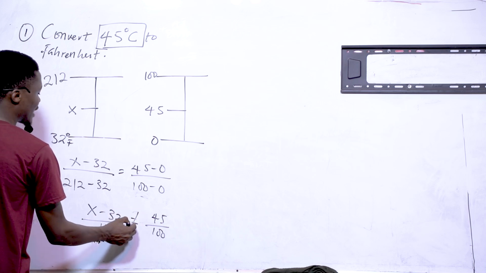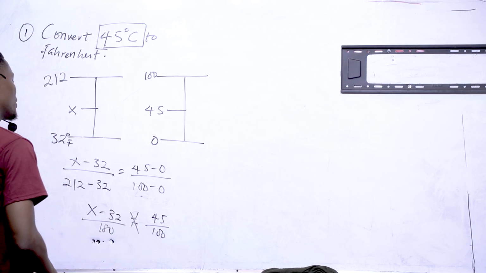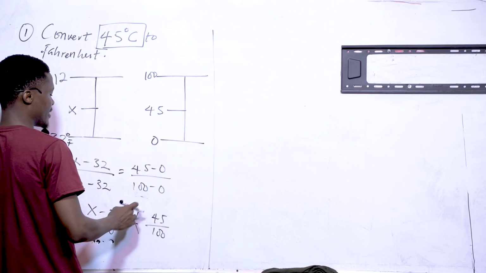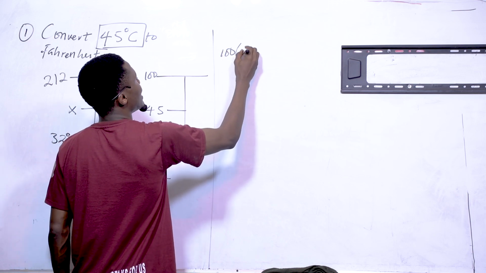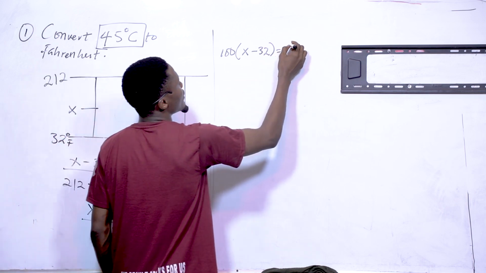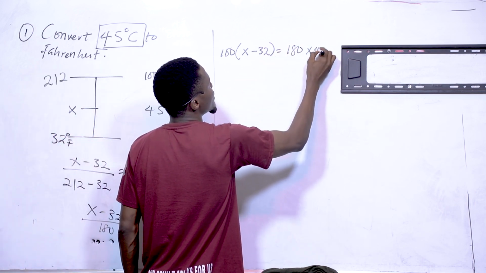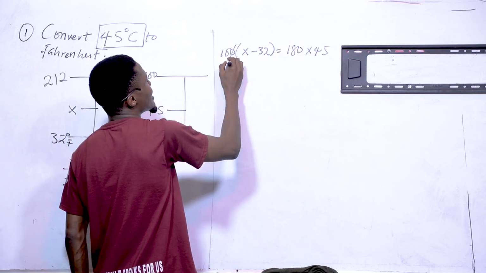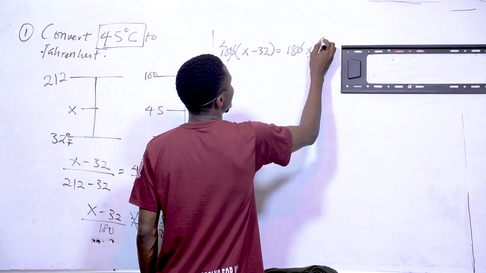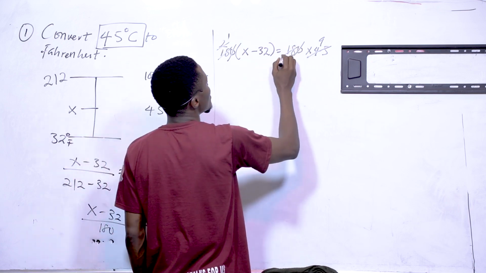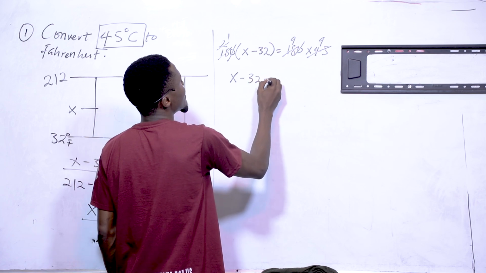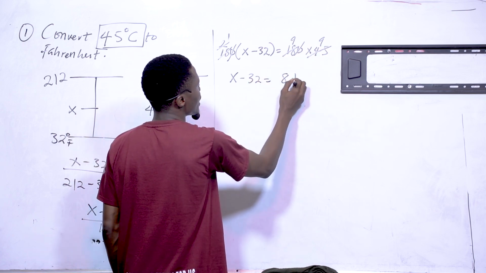So what do I do next? I can cross multiply. Now when I cross multiply, 100 will multiply everything here. So I have 100 bracket X minus 32 equals 180 times 45. To make the numbers smaller, I can say 0 cancels 0 here. 5 here is 2, 5 here is 9, 2 here is 1, 2 here is 9, okay? So I can say X minus 32 equals 9 times 9, that will give us 81.